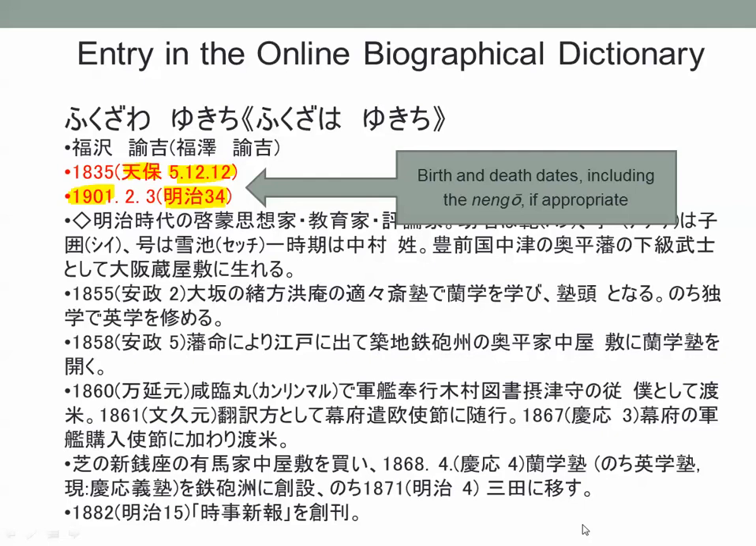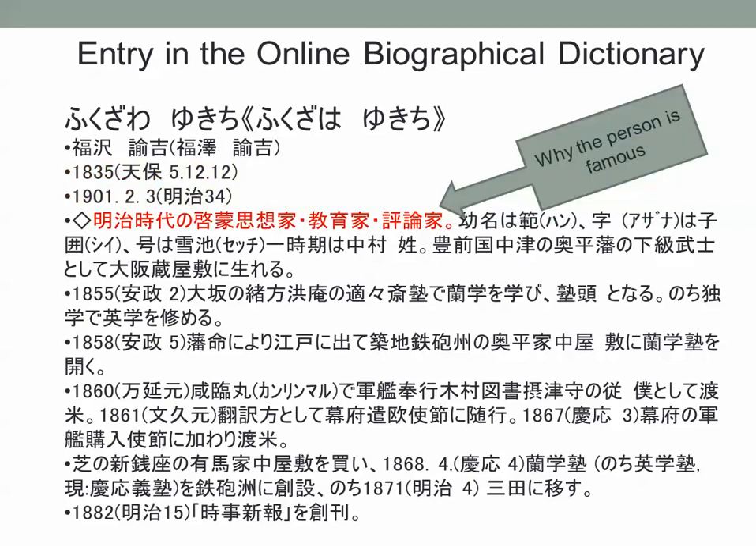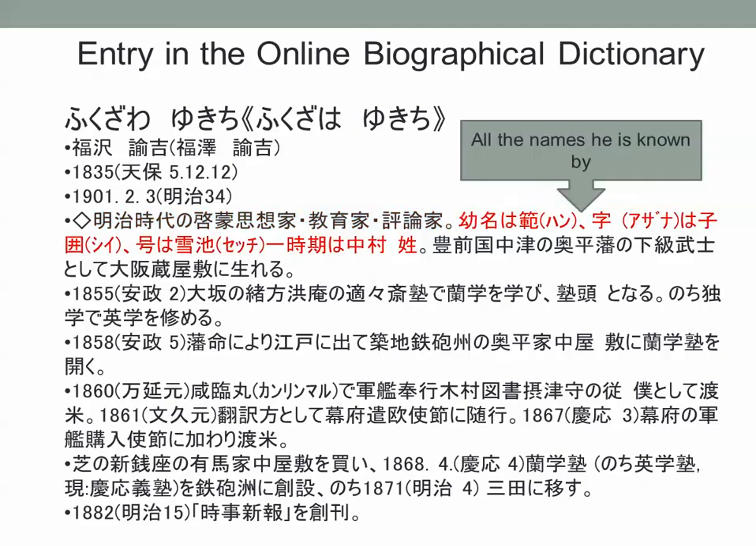Okay, the next bit of information that we get here is why the person is famous. Who is he? What kind of a person, why is he even in the biographical dictionary? In his case, he was a thinker of the Japanese Enlightenment, it tells us, and he was an educator and a critic. The next bit of information that we get is all the names that he is known by.